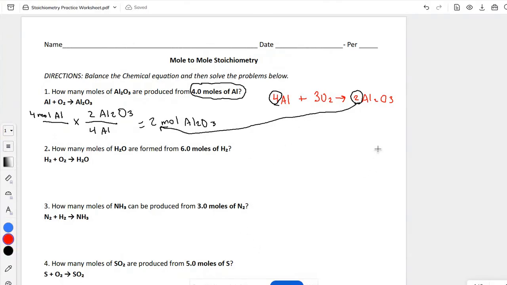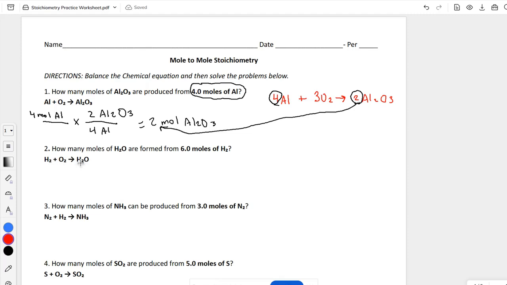Hold on. So here we are with number 2. How many moles of H2O are formed from 6 moles of hydrogen gas, or H2? This is not balanced, because you can see the hydrogens are fine. H2, 2 hydrogens.